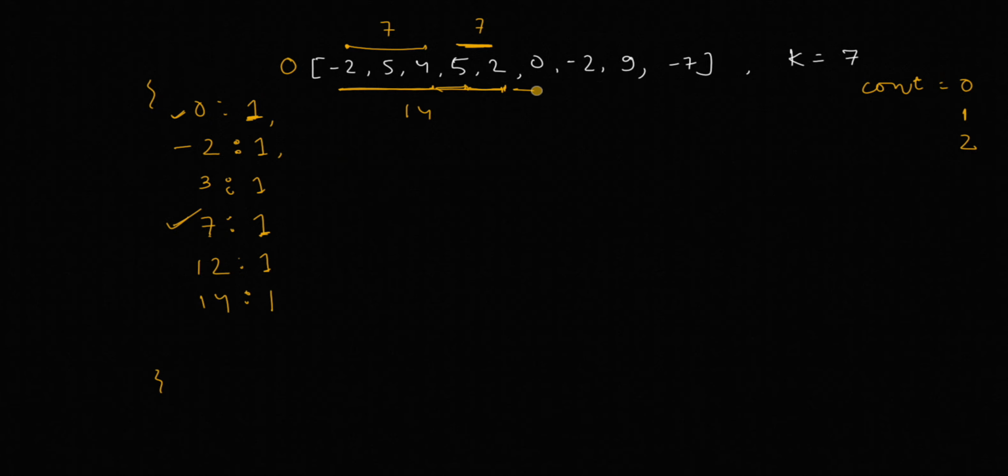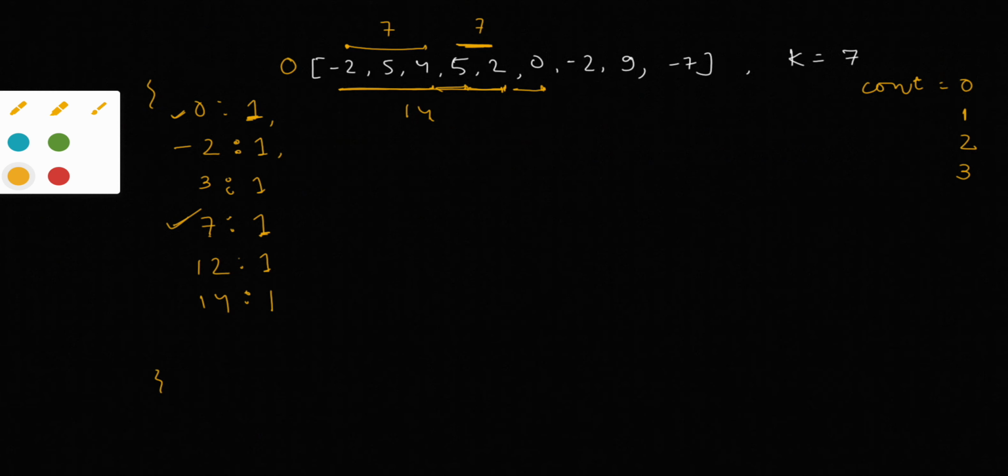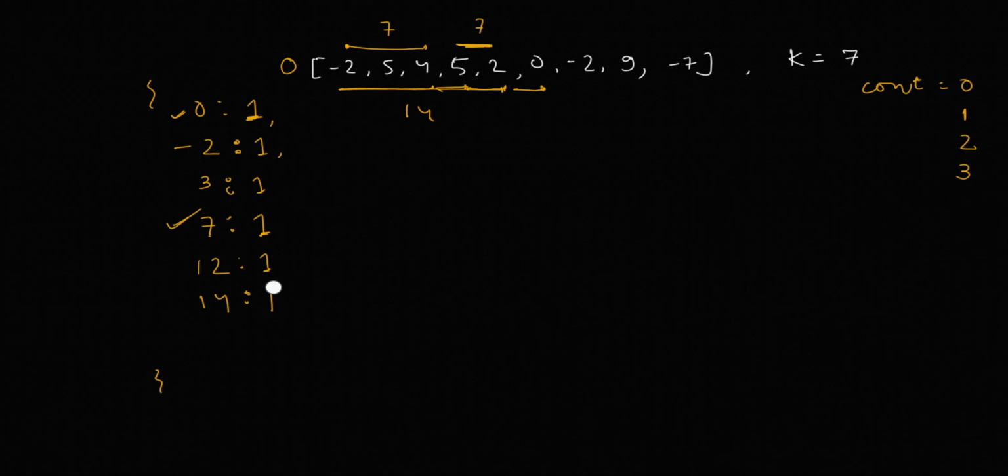Now you move on again. The running sum is remaining 14 and the difference is remaining 7. 7 is present in the map, so you increment the count by 1. And 14, how many times have you seen 14? You've seen it twice. So now 14 is going to be updated to 2. Now you go on, the sum is becoming 12. 12 minus 7 is not present, but 12 is present, so increment its count by 2.